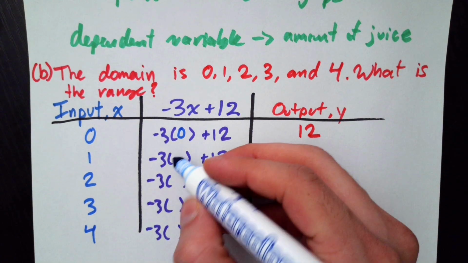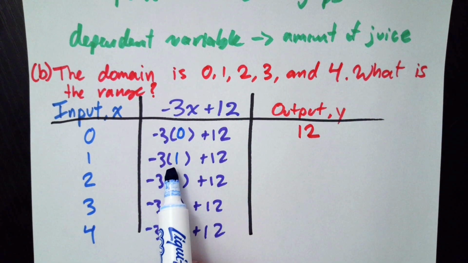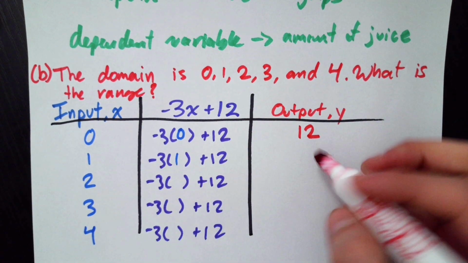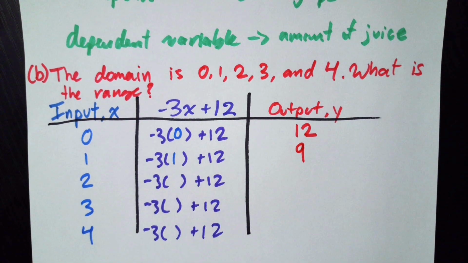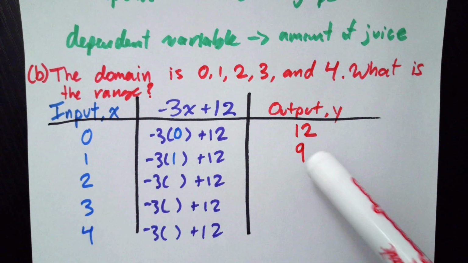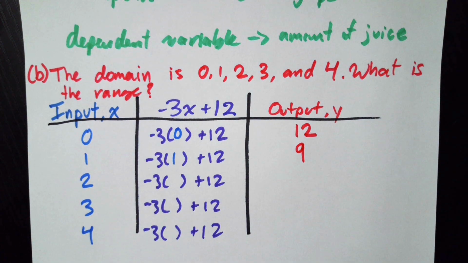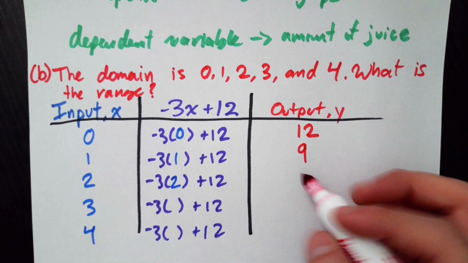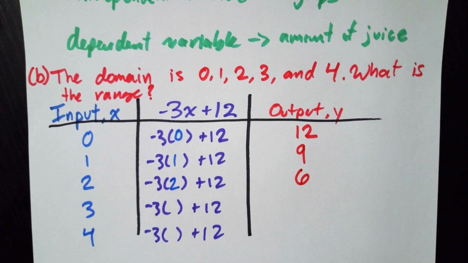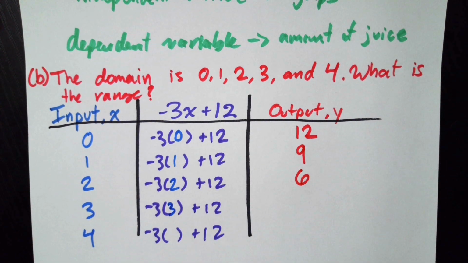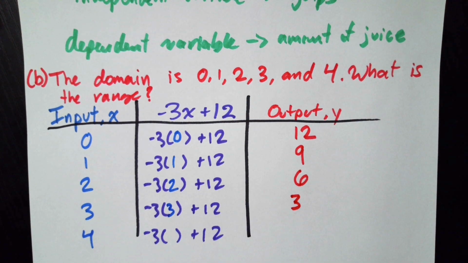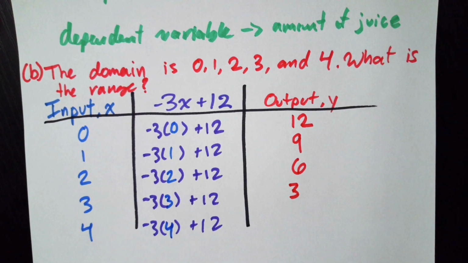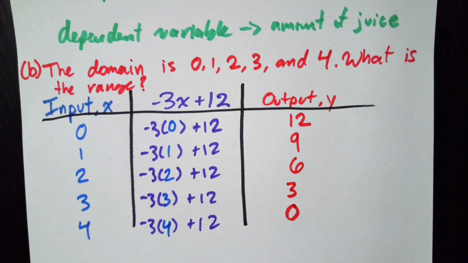And after we take one gulp, we have negative 3 times 1 is negative 3. Negative 3 plus 12 will be a 9. So our juice bottle is no longer full. We now have 9 ounces instead of 12. And we keep going. When we take 2 gulps, we're going to have 6 ounces. When we take 3 gulps, we're going to have 3 ounces. And once we take the 4th gulp, that's negative 12 plus 12, we're actually going to be empty. We have 0 ounces of juice.